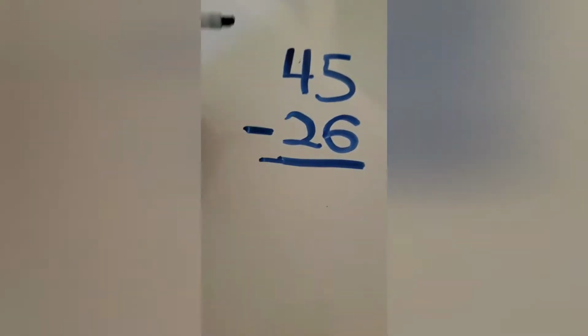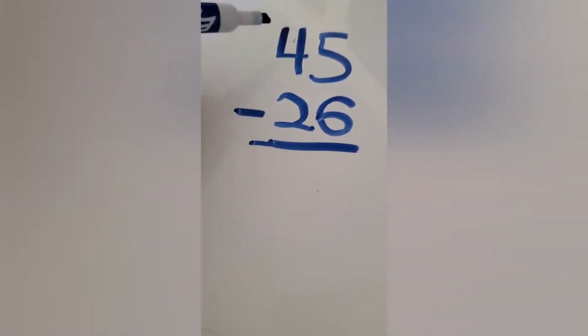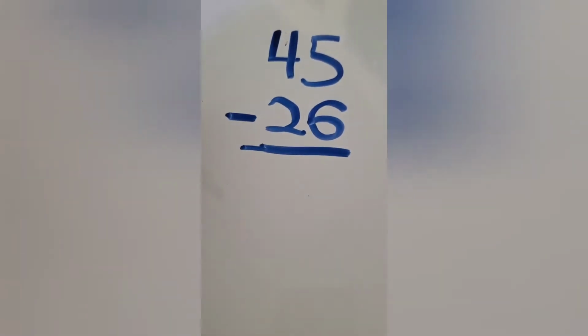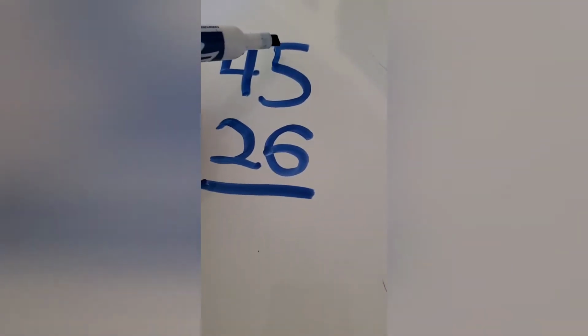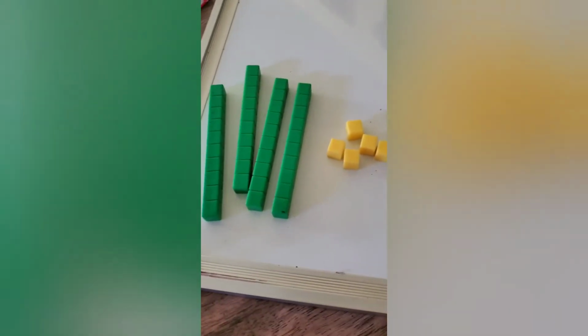So here is my problem. It is 45, take away 26. And remember, the bigger number is on top, and then the smaller number is on the bottom. 45 is bigger than 26. Do you see? I already run into a problem when we start subtracting with ones. 5 is smaller than 6. So we have to regroup. And right now, I have 4 tens and 5 ones, which makes 45. So now let's regroup it.